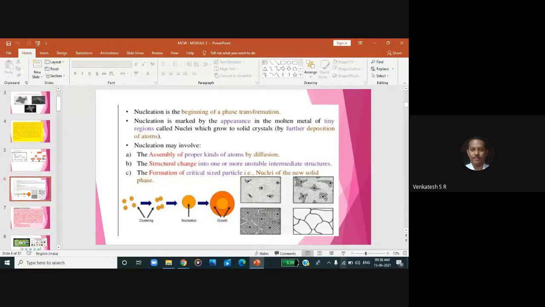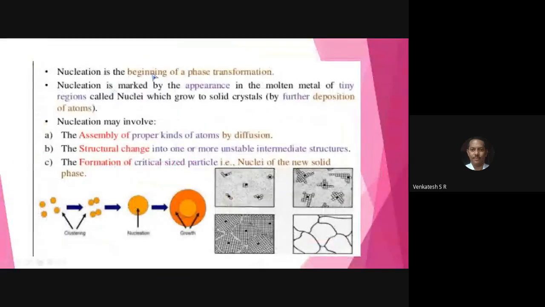Write down a sentence. Nucleation is the beginning of a phase transformation. Full stop. You continuously write the explanation. Nucleation is marked by the first sentence: nucleation is the beginning of the phase transformation. In bracket, write down liquid phase to solid phase. Close the bracket.